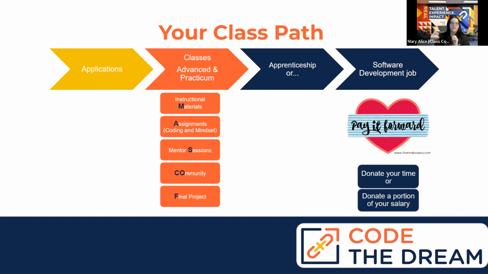Okay, so let's talk more specifically about your class path. You've already done the application process, or you've taken an intro class with us, and your final project from your intro classes allowed you to advance onto the advanced classes. So right now you're in the advanced classes with the practicum that follows. Just like intro class, if you were in an intro class with us, your class is broken into 5 parts. We use this little MASCF acronym: materials, assignments, sessions, community, and final project.